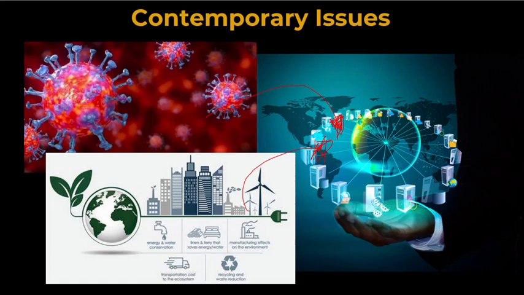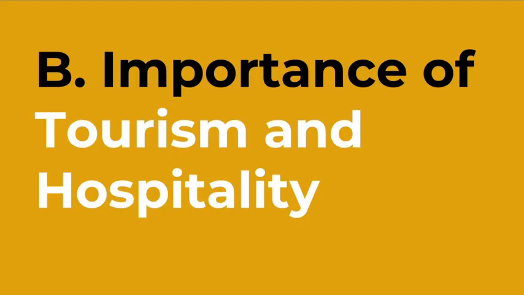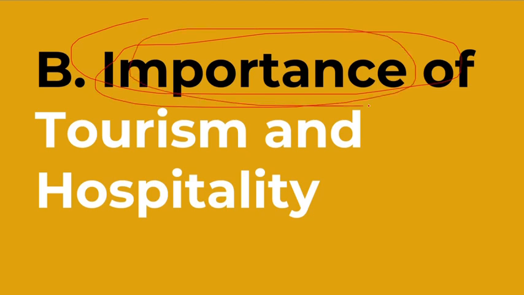So I will put specifically the topics that you need to discuss on the learning forum. In the next video, we only have the letter A for chapter 1, which is the definition of tourism and hospitality. So in the next discussion, we will discuss the importance of tourism and hospitality. Again, for letter A, we only defined tourism and hospitality. For letter B, we will discuss the importance of tourism and hospitality.